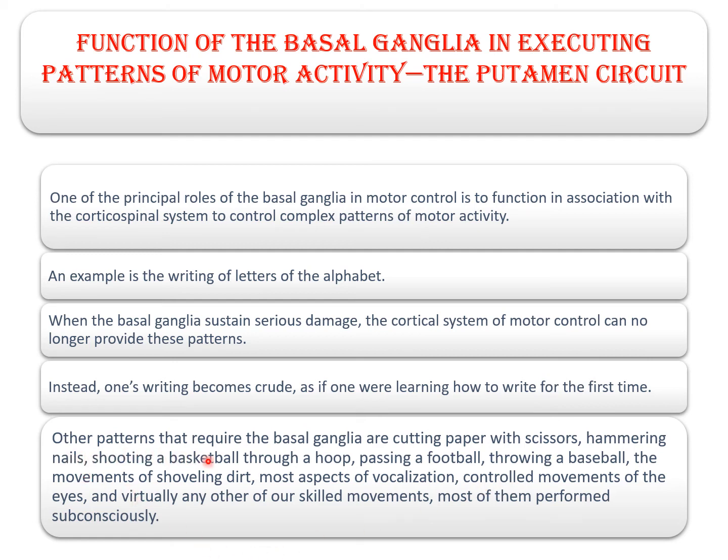And other patterns that require the basal ganglia are cutting paper with scissors, hammering nails, shooting a basketball through a hoop, passing a football, throwing a baseball, the movements of shoveling dirt, and most aspects of vocalization, controlled movements of the eyes, and virtually any other of our skilled movements, and most of them performed subconsciously.